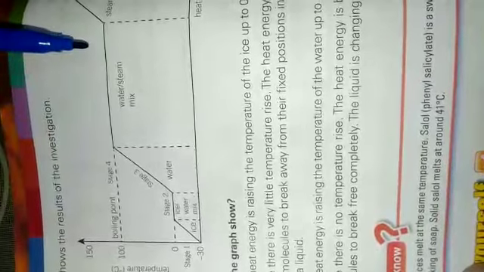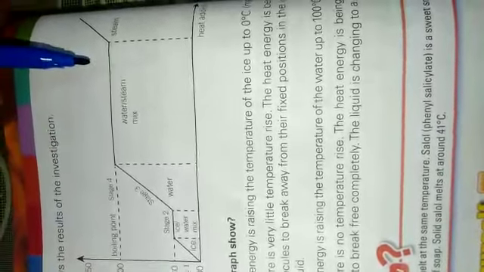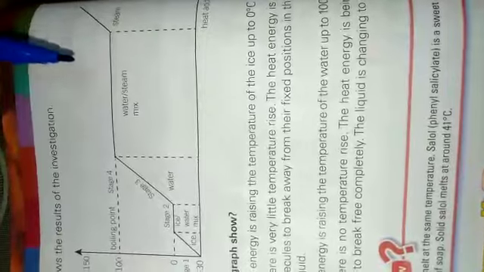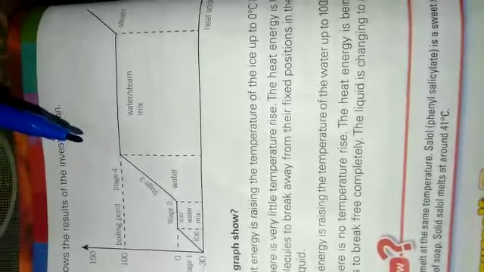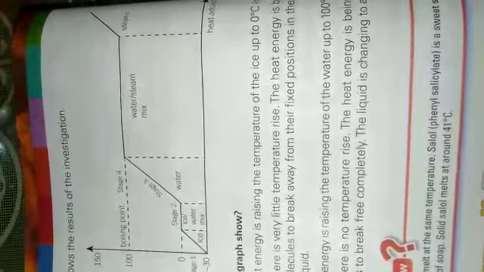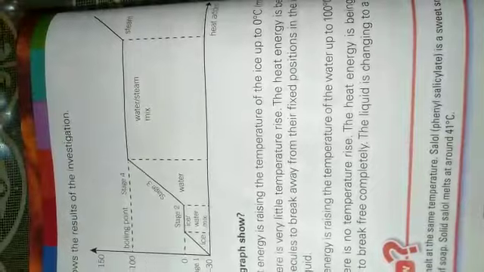At stage 4, there is no rise in temperature because at 100 degrees Celsius water begins to boil and change into steam. The temperature remains 100 degrees Celsius until all the water changes into steam. The heat energy is being used to allow the water molecules to break free completely. The liquid is changing to gas.